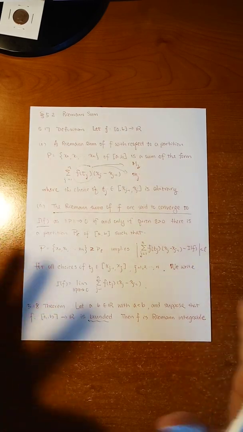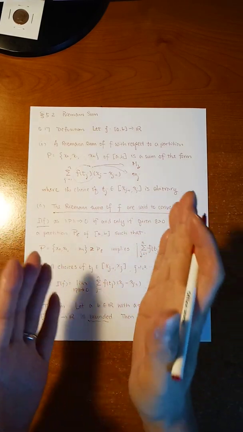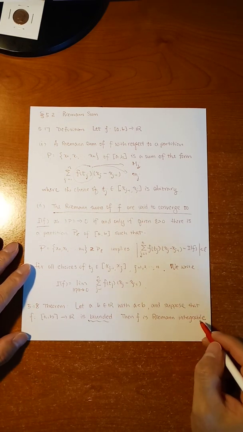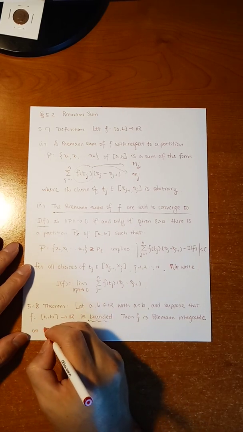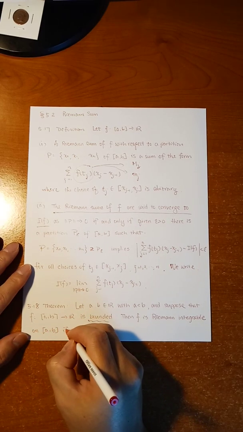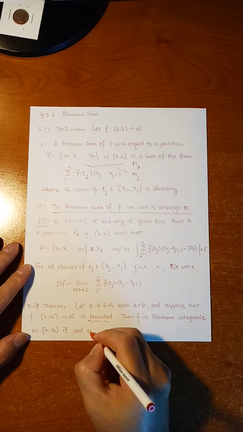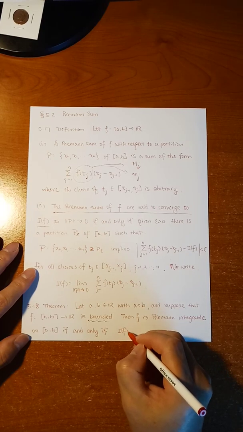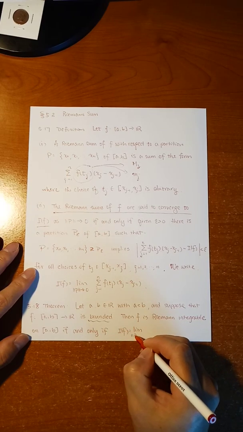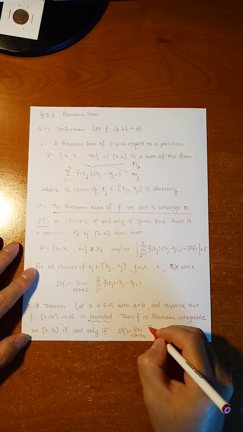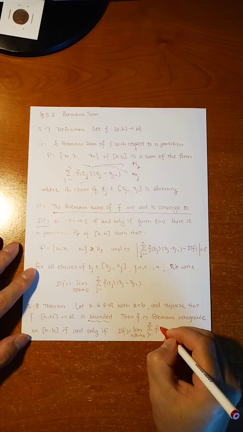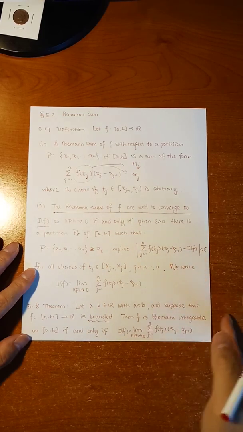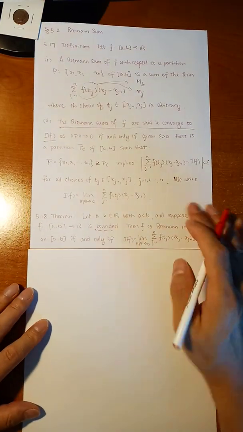Remember what is Riemann integrable? For every epsilon, there is a partition so that upper sum minus lower sum is less than epsilon. That's integrable. Riemann integrable on [a,b] if and only if the I_f, which is the limit as the partition norm approaches 0 of the sum from j=1 to n of f(t_j)(x_j - x_{j-1}), this limit exists.